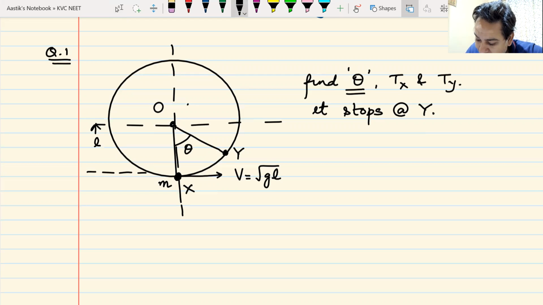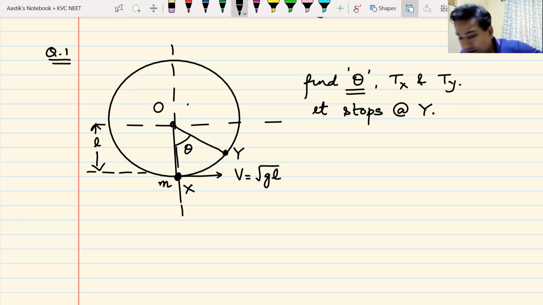mass attached to a string of length L. The lowest point, I've called it X, just so that you don't get confused. A, B, C, D. You will think that A is the lowest point, B is the diameter point. I don't want you to confuse it. Lowest point is X. The mass of this block is M. The length of this string is L.